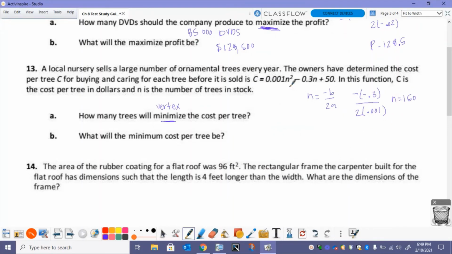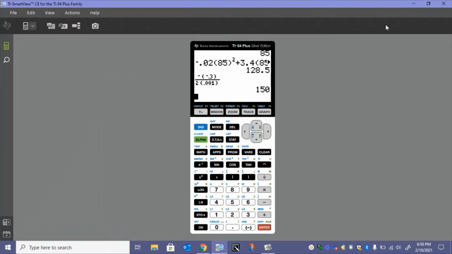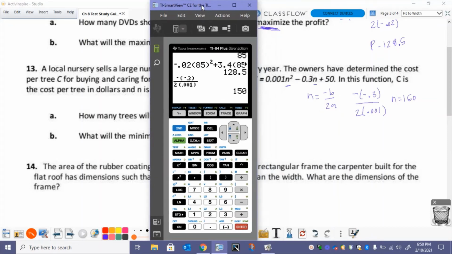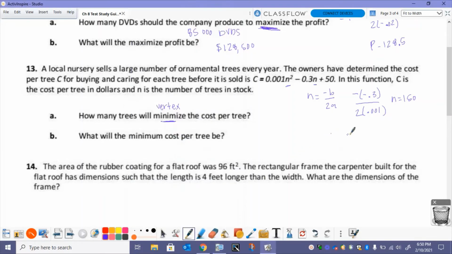All right, so we're going to plug that 150 anywhere we see N in this function. Slide this back so we can see it. Okay, so let's go ahead and type that in. Times 150 squared. And we get 27.5. So C equals 27.5.